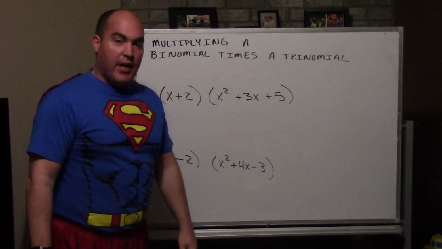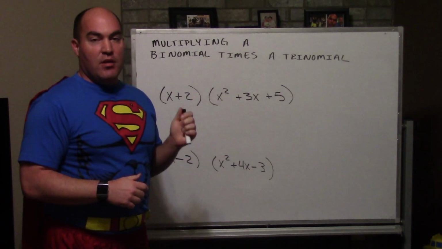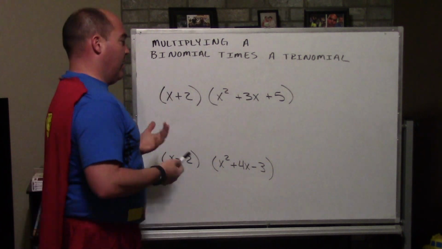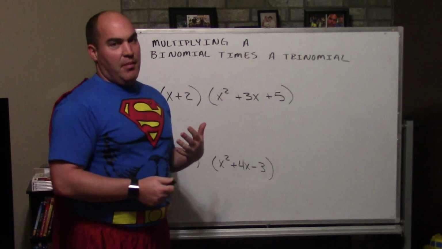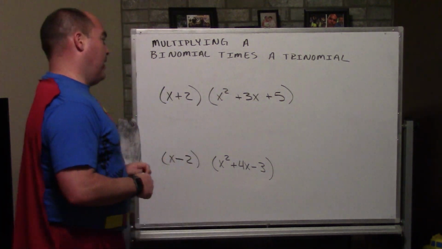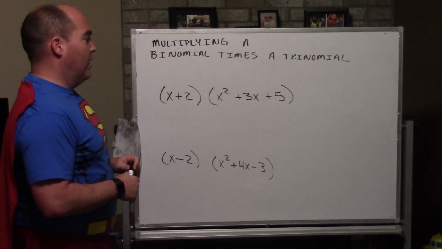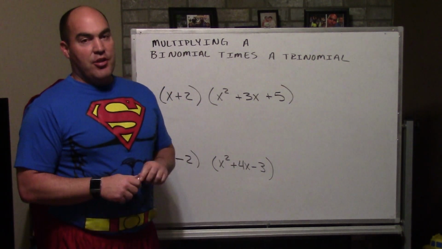We've got multiplying a binomial times a trinomial. You're doing basically the same thing as we did the other day with FOIL. It's just going to be a little bit different, because there's not a fun little cute acronym we can use. So I need you to just think about this like distributive property.